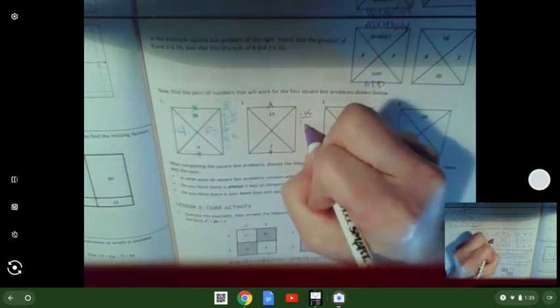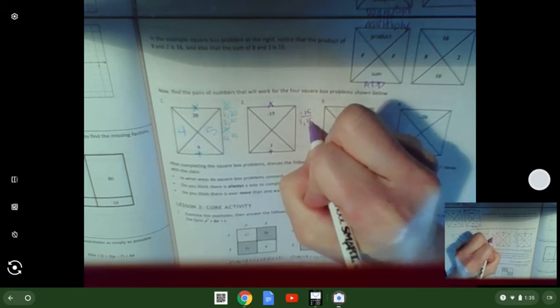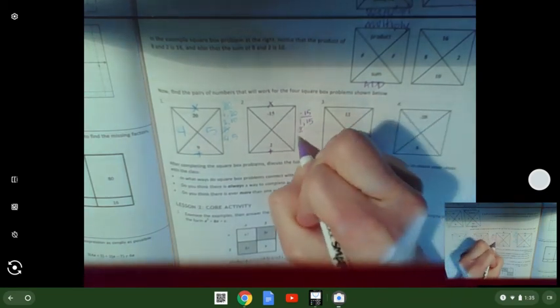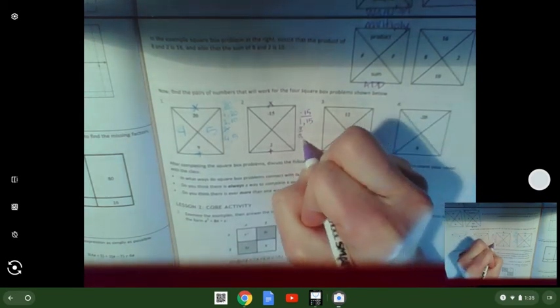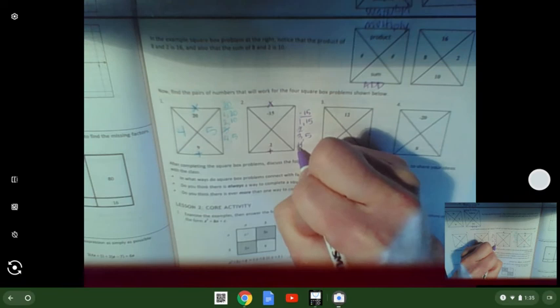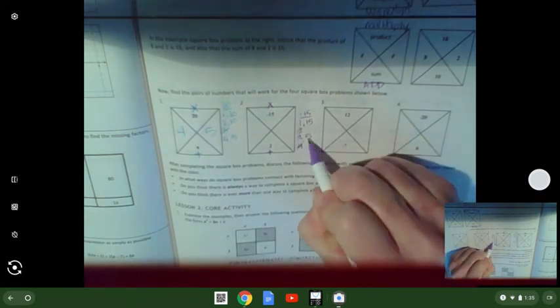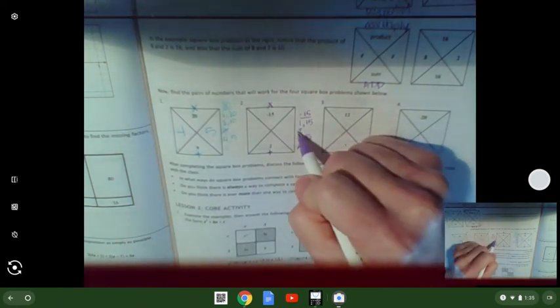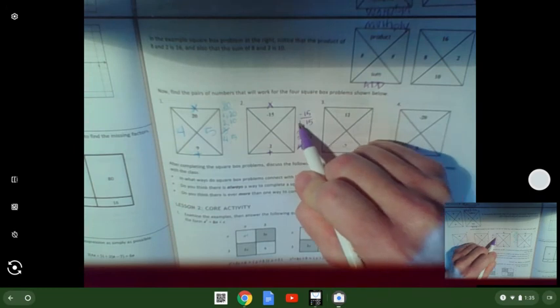1 times 1, what gives me 15? Well, 1 times 15. 2 times what gives me 15? Well, that would be a decimal. Not going to use it. 3 times what gives me 15? Well, that's 5. 4 times what gives me 15? Well, that would be a decimal. I'm not going to use it. And 5's already on my list. So I only have 2 pairs that multiply to give me 15.